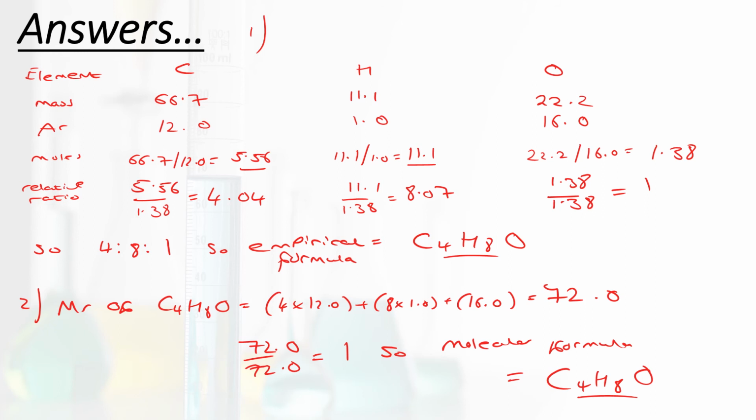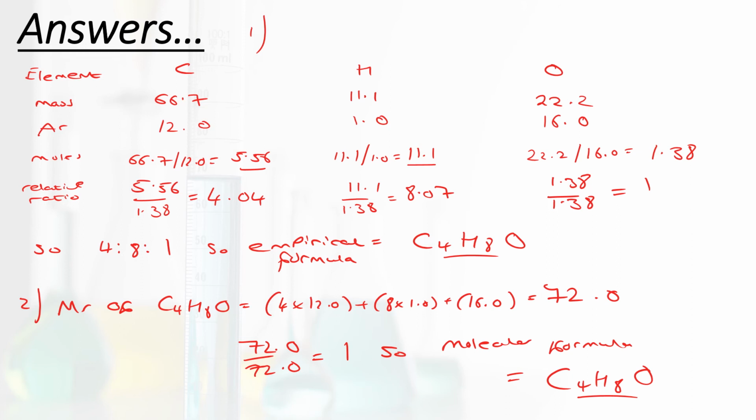So I'm going to set it out like a table again. So I have our elements along the top, carbon, hydrogen and oxygen. Then our masses underneath, which again, remember you could just use the percentages directly as the mass in this case. So 66.7, 11.1 and 22.2 respectively. I then put the atomic weights underneath, so 12.0 for carbon, 1.0 for hydrogen, 16.0 for oxygen.